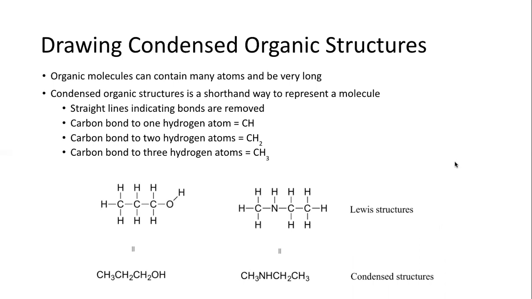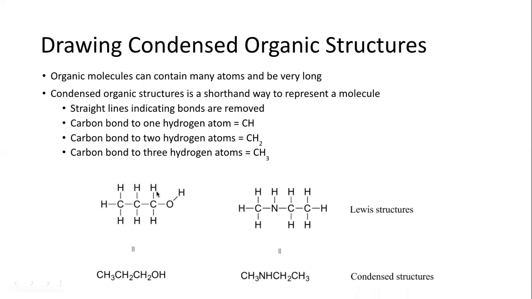So now we're going to learn how to draw organic structures. We learned in chapter 4 how to draw Lewis structures, but sometimes organic molecules can contain many atoms and they can be very long. This is to prepare us for when we start to look at biomolecules such as fatty acids. They can have 16 carbons, 18 carbons, 22 carbons, which are very long. And you could imagine that it would take a really long time to draw a Lewis structure with 16 carbons in it. So what we like to do is draw condensed organic structures.